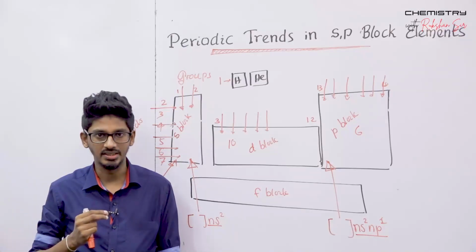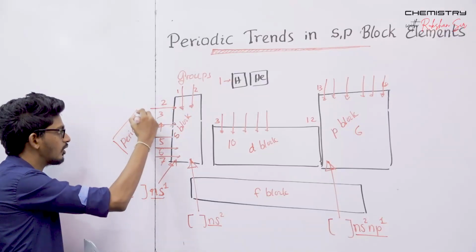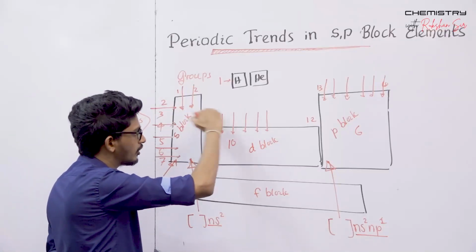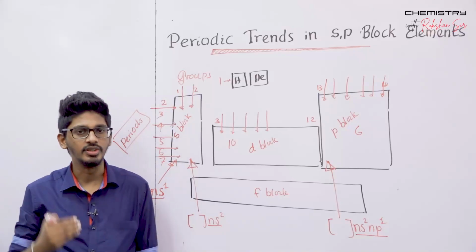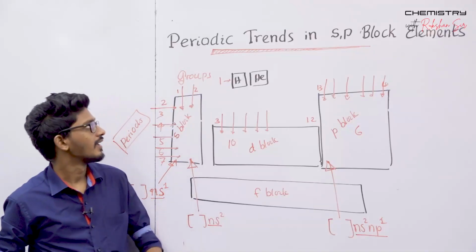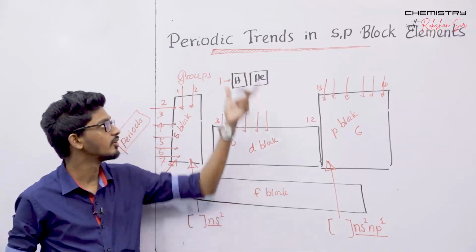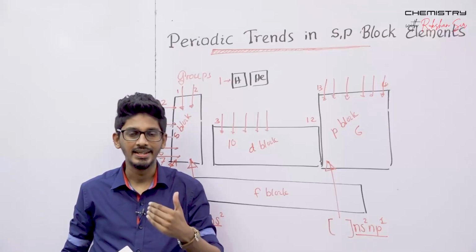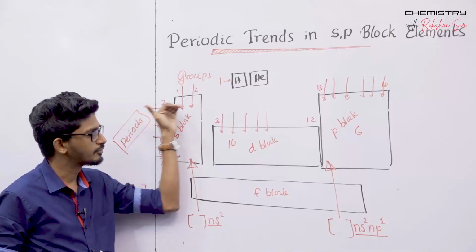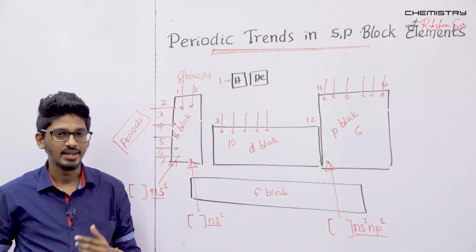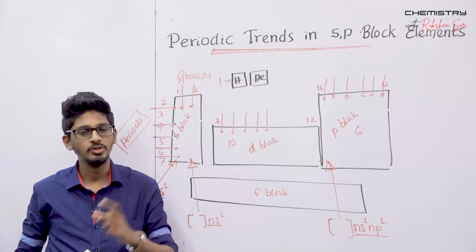But in unit 1 here, we are mainly focusing on the trends appearing along a period. What will happen when going towards the right of a period? That is what we are going to study in unit 1. That is why we call this section the periodic trends in S and P block elements. From today onwards, we are going to discuss the periodic trends, the trends appearing when going from left to right of a period. That is our main focus with this part. This is actually the final section of unit 1.